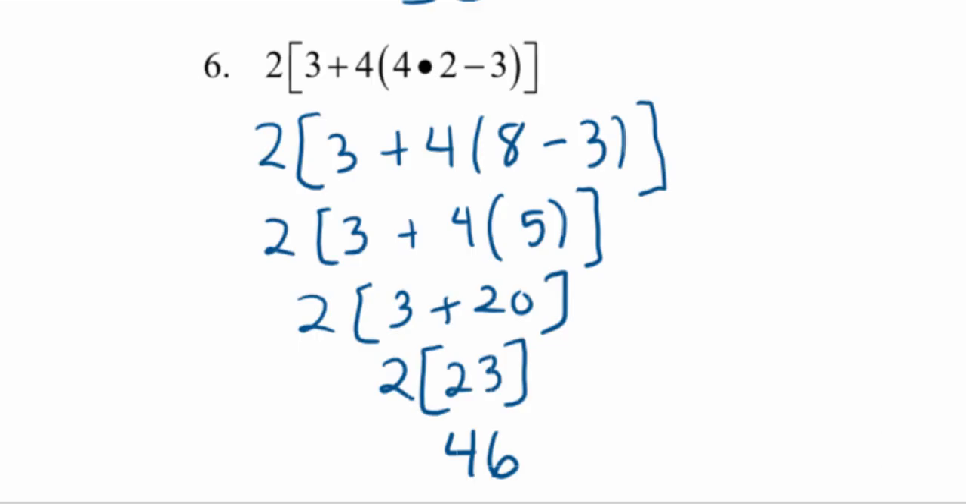Okay, so we had some nested parentheses inside of brackets. So you should be simplifying this parentheses first. Did you do that? And did you multiply the 4 times 2 to get the 8? And then subtracted the 3, 8 minus 3 to get a 5 next. And then did you multiply the 4 times the 5 here to get the 20?